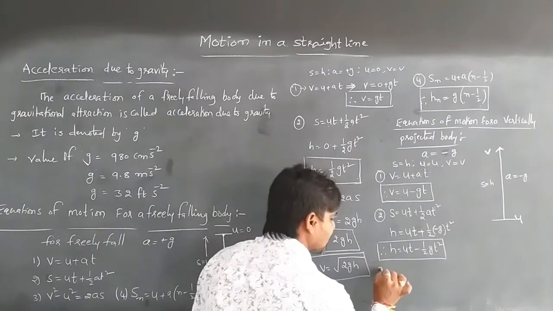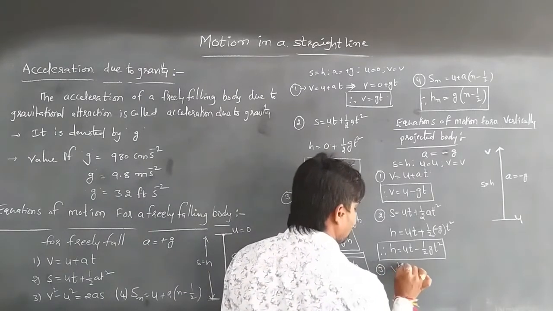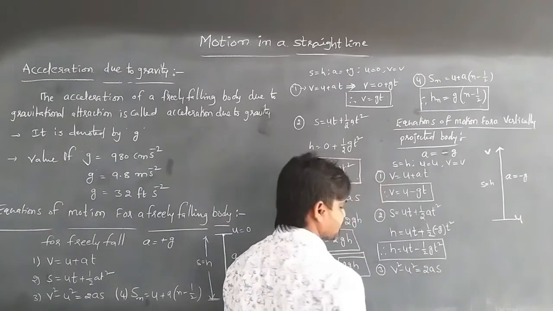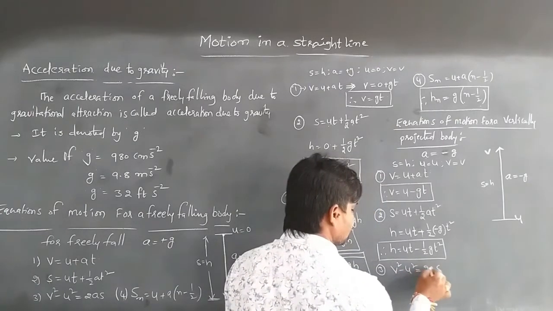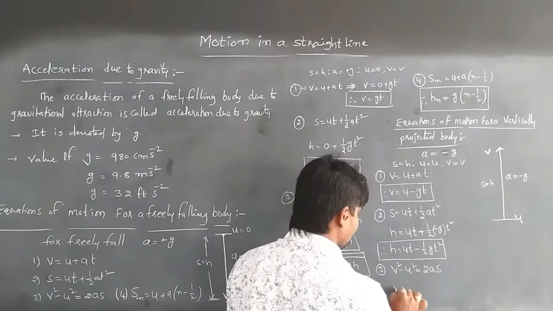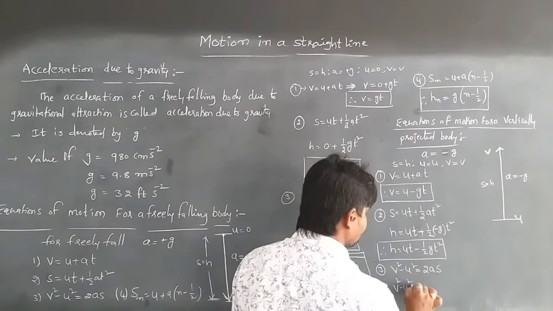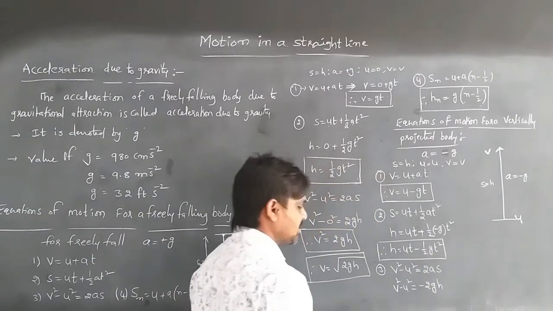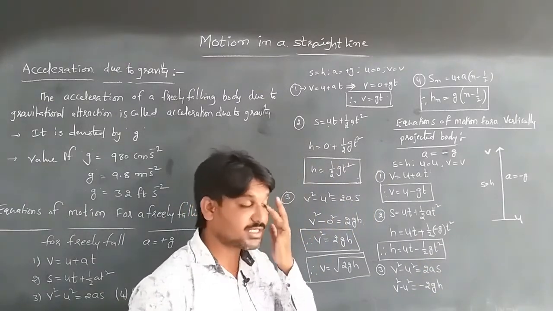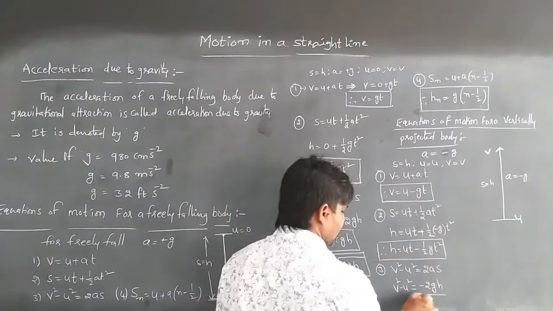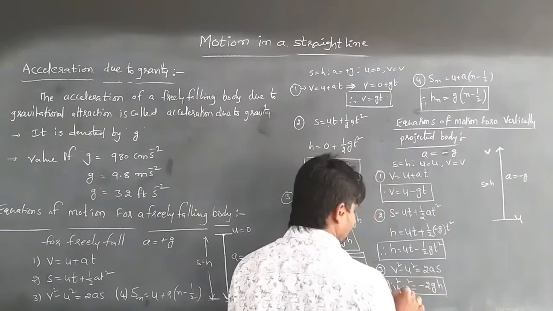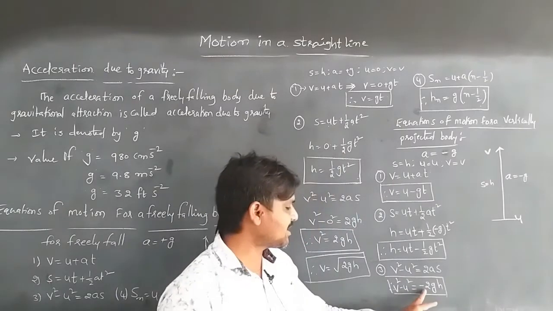And the third equation is V square minus U square is equal to 2AS. Then we get V square minus U square is equal to minus 2GH. This is the equation for the velocity displacement relation. V square minus U square is equal to minus 2GH.